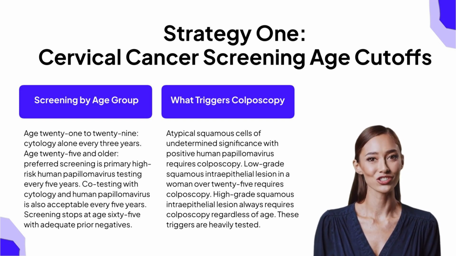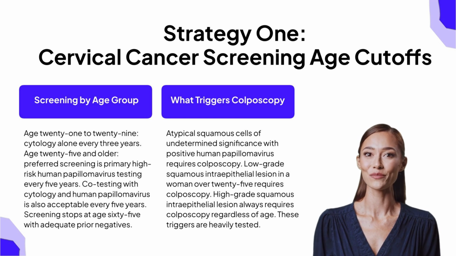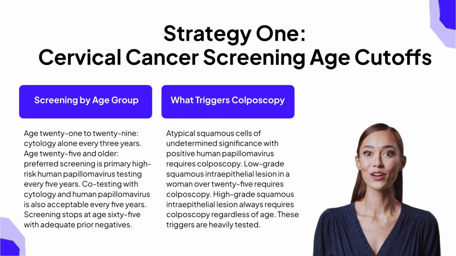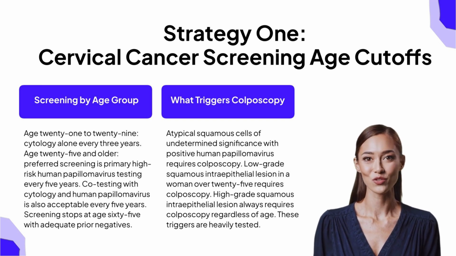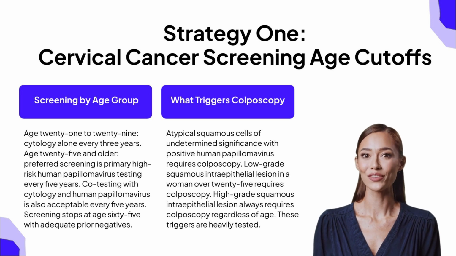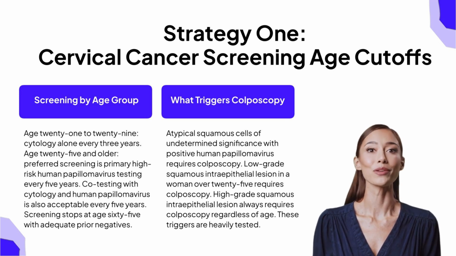Now the key question is what triggers a colposcopy. Remember, atypical squamous cells of undetermined significance with a positive human papillomavirus test requires colposcopy. Low-grade squamous intraepithelial lesion in a woman over 25 requires colposcopy. And high-grade squamous intraepithelial lesion always requires colposcopy no matter the age. These are the exact scenarios the boards love to test. Review the cervical screening algorithms in First Aid and your question bank to see these in table format.